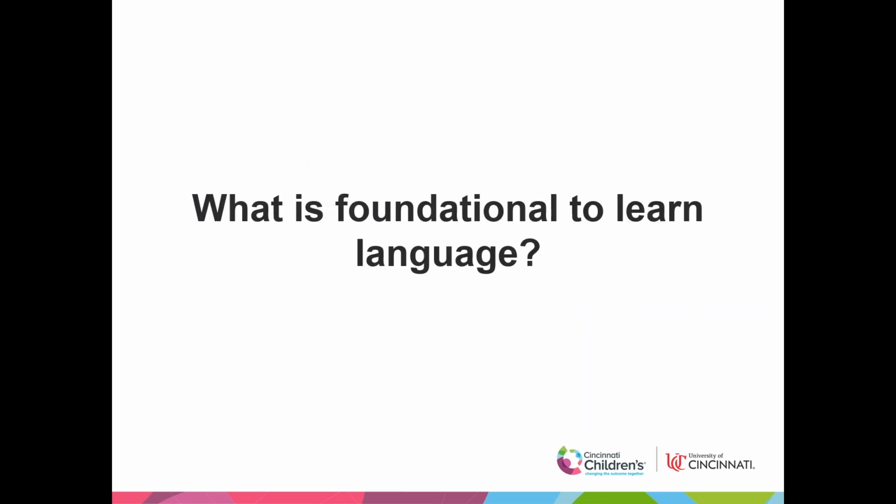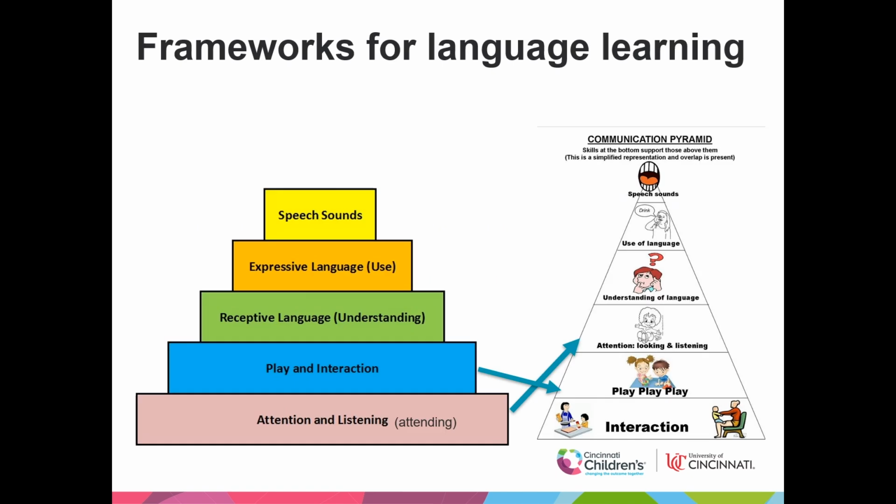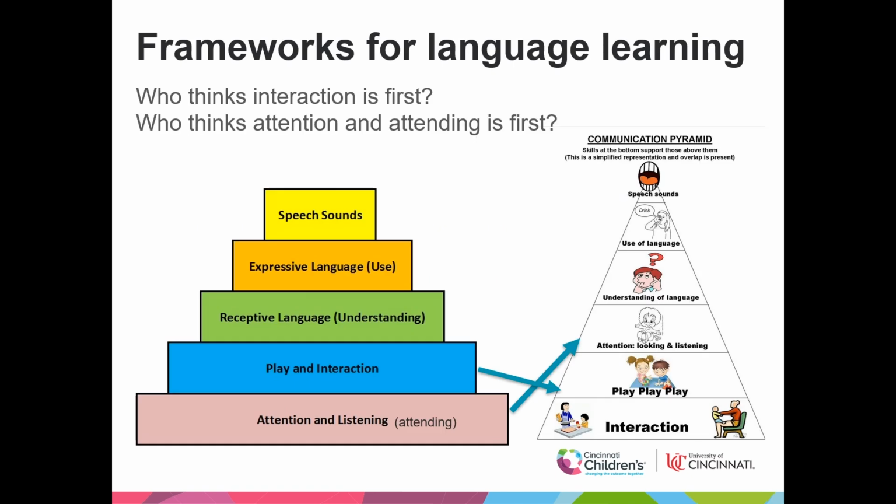So these are two different visuals of how people have framed up what is important for language learning. One focuses on attention and listening first and play and interaction second, followed by comprehension, expressive language, and speech. And the other framework has interaction first, and then play, and then attention, looking, and listening, followed by comprehension and expressive language. I think these are both interesting models, and I don't know what's right. So I try to just have you think, what do you think is first? I do probably think interaction is pretty key when you think about infants and how we bond and attach. So I probably have a bias a little bit towards the second model.